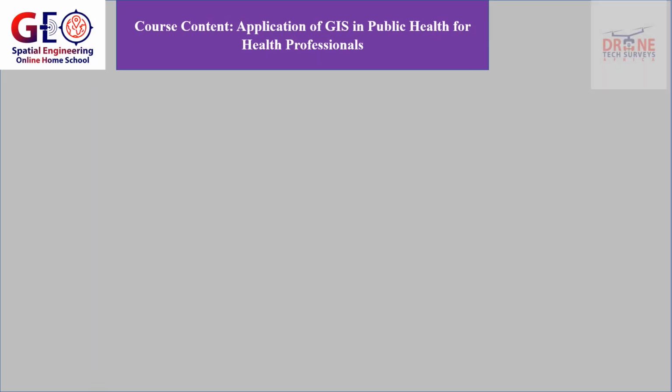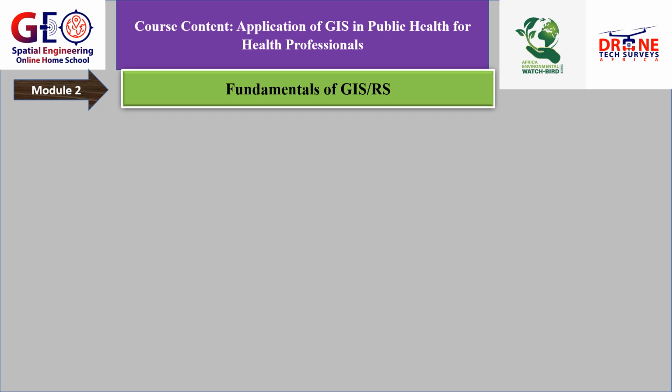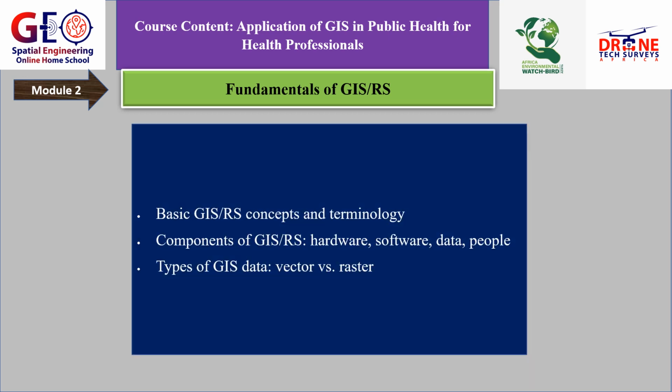We are going now to move to Module 2. Module 2 is Fundamentals of GIS and Remote Sensing. We are going to see basic GIS concepts and terminology used in the field of GIS as far as public health is concerned. We are going to see the components of GIS: hardware, software, data, people. But here we are going to talk about the software itself, data, and people. Then we are going to see the types of GIS data. There are two types of GIS data, vector data and raster data. We are going to talk about it and present it.